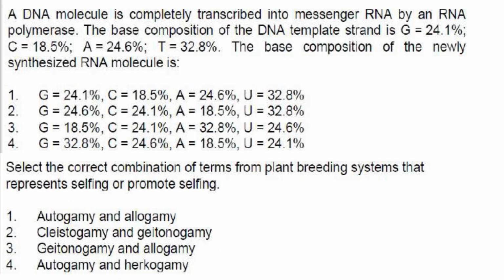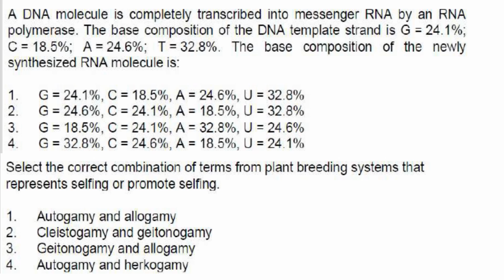Then next one. This was really very simple question. A DNA molecule is completely transcribed into messenger RNA by an RNA polymerase. The base composition of the DNA template strand is given. The base composition of the newly synthesized RNA molecule. So RNA molecule is synthesized from DNA. So you all know the RNA molecule will be complementary to the DNA template strand. And instead of T, uracil will be added in the RNA. So in all the options, uracil is there. Now you have to see only for the base composition.